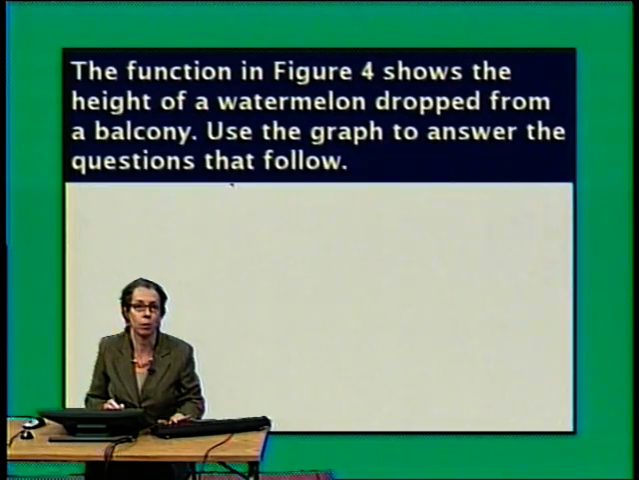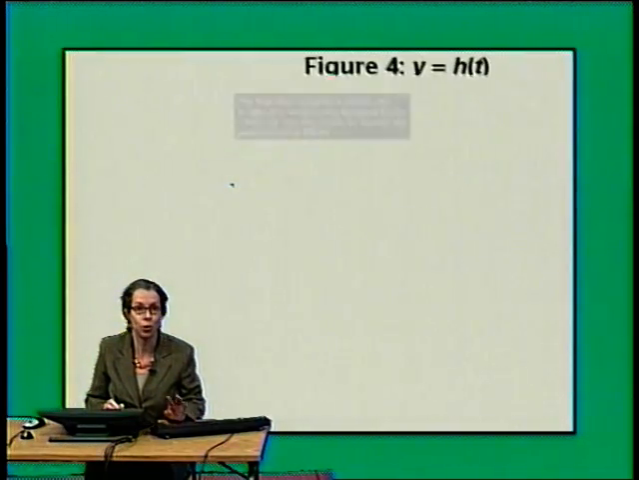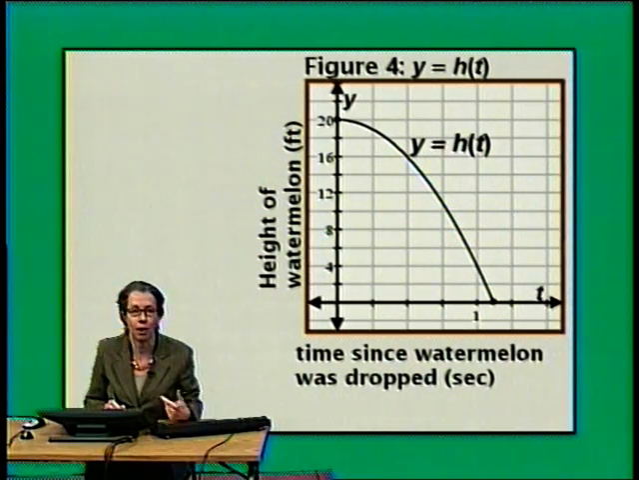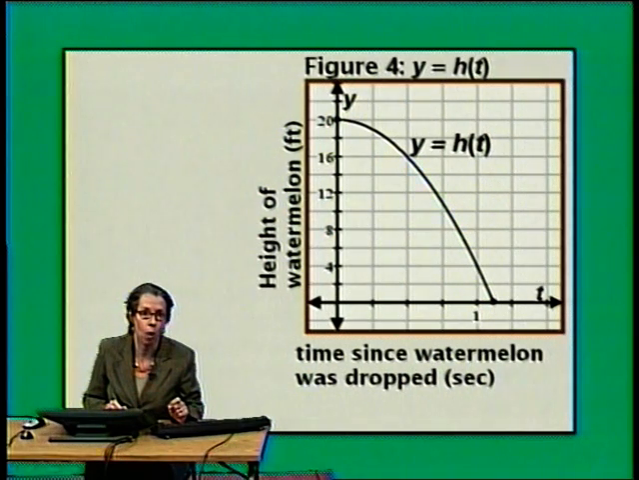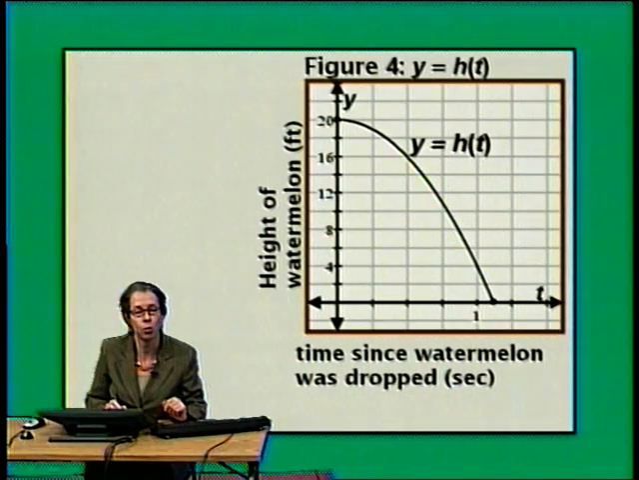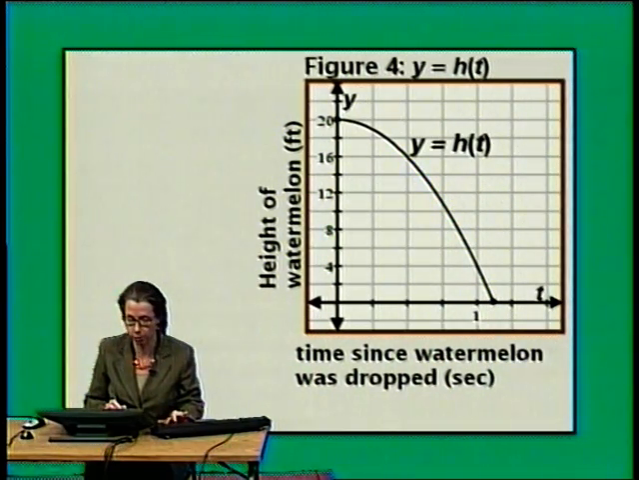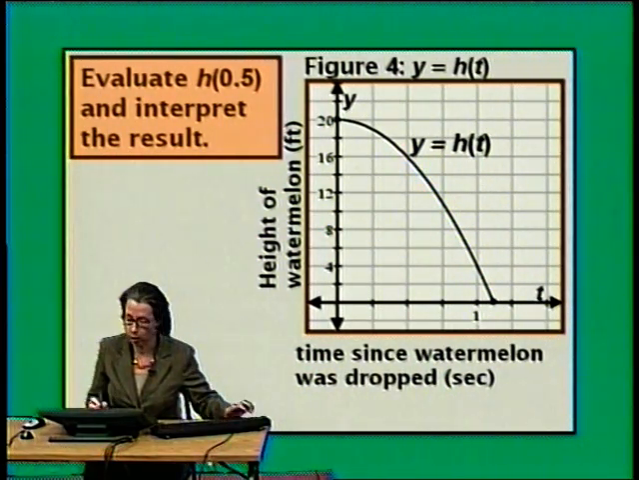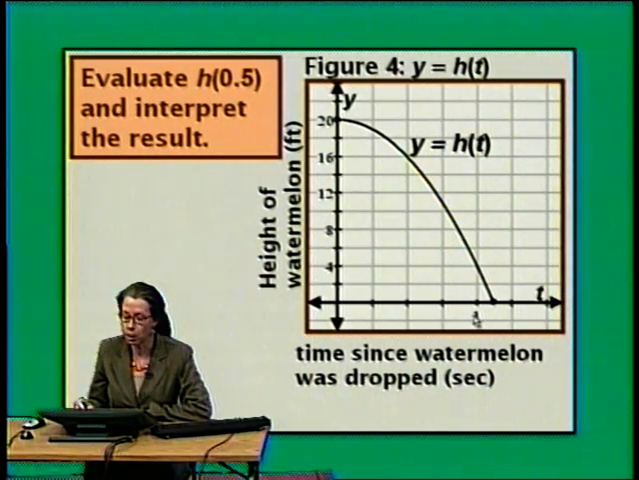One last example. This figure shows the height of a watermelon dropped from a balcony. We want to use the graph to answer some questions. So here we're dealing with a graphical representation of a function in the context of an application. The dependent variable, the height of the watermelon measured in feet, that's the output. And the independent variable, the time since the watermelon was dropped, that's the input. So we want to evaluate h of 1/2 and interpret the result. Looking at the graph, what I notice is that the scale on my horizontal axis is 1/4. So here's 1/2.